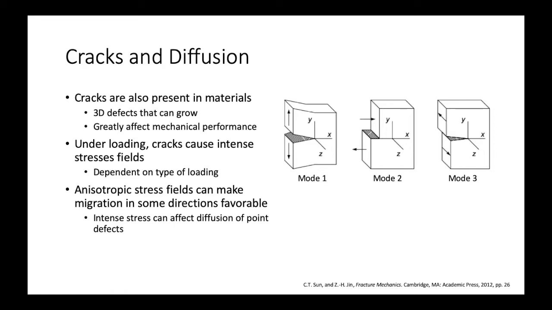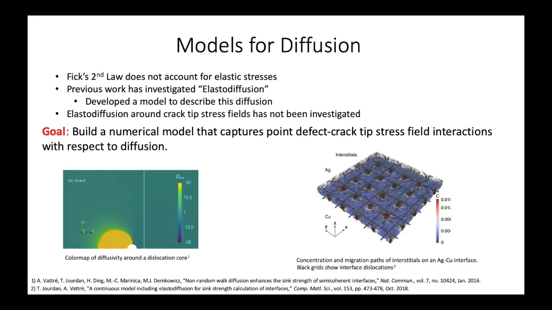The stress field produced by a crack is important as it can cause parts of the material to deform in different ways, or anisotropically. For point defects such as the SIAs and vacancies, this anisotropic deformation could make certain migration directions more favorable. Therefore, the diffusion of the point defects is likely to be affected by the intense stress fields present in crack tips. If we want to understand exactly how the diffusion of these point defects is affected by crack tip stress fields, we need a model for diffusion that takes these stress fields into account.